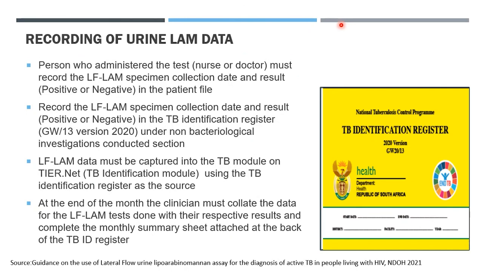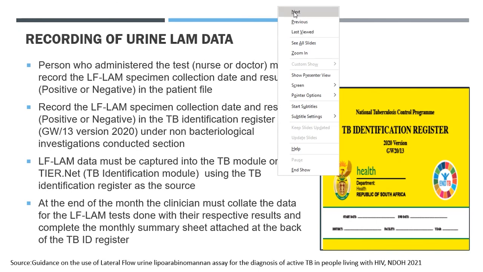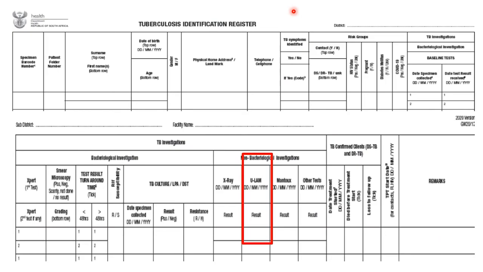As with all things, colleagues, we hate administration. But remember that if we are going to use this test in diagnosing our clients for HIV, we need to ensure that we are adequately recording our LAM data. I know that there is a little bit of guidance around this within the guidance document. A nurse or a doctor can administer the test. We record the specimen collection date and result in the patient file, and we also need to record it within our TB identification register under the non-bacteriological investigations conducted section, as well as in the TB module of TIER.net. The clinicians would then collate the data for the LF-LAM tests done with their respective results and complete the monthly summary sheet, which is found on the TB identification register.